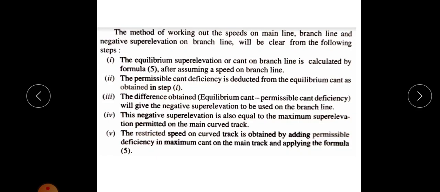It may be for the main track or maybe the branch track. Okay, so we have to give the negative value. So this is the negative superelevation, and for calculating the branch line or main line, we are just reversing this, and it should be added to the permissible value. Okay, and that is the superelevation for that track. From that superelevation we have to find out the restricted speed.